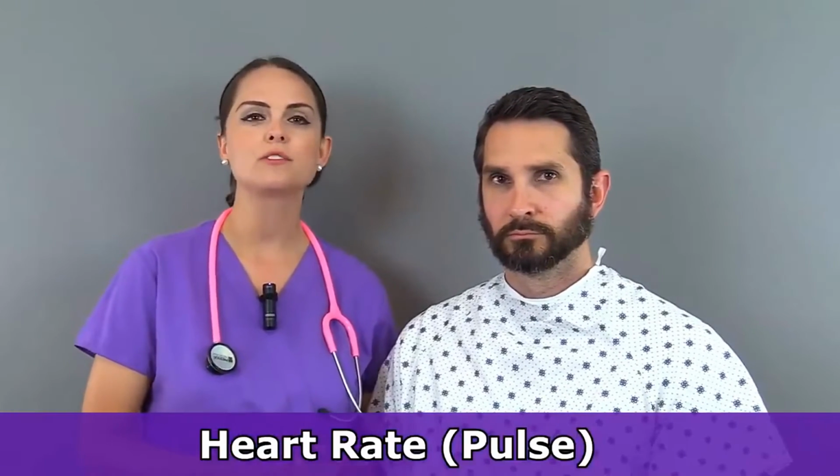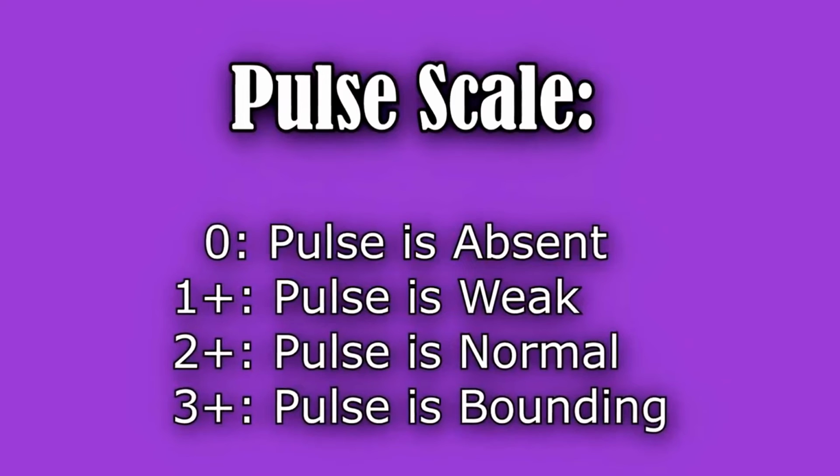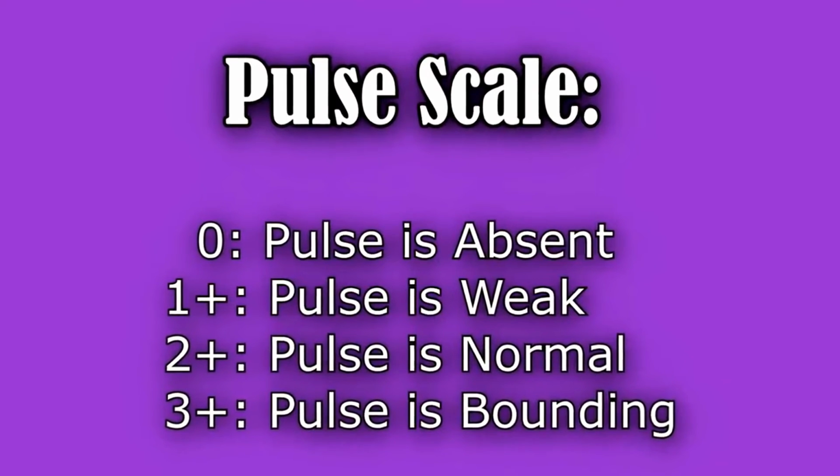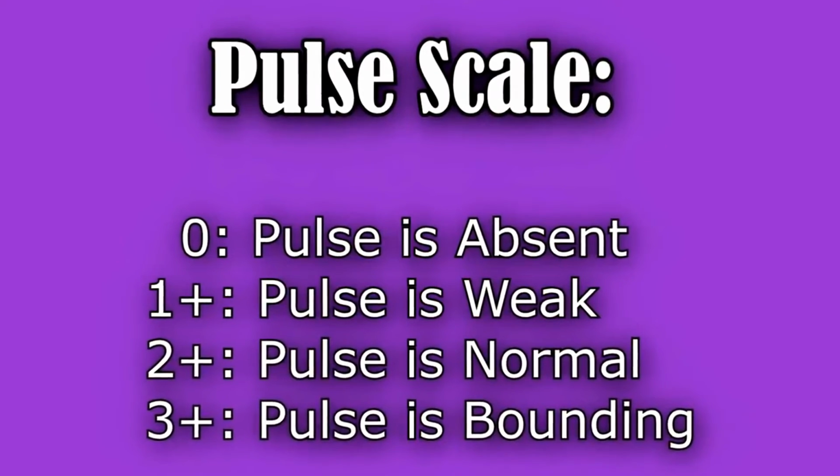And as we feel the pulse, we're going to be looking at several things. Of course, we're going to be counting the rate, but we're also going to be feeling the strength of the pulse. We will be grading it on a 0 to 3 plus scale, with 0 being the pulse is absent, 1 plus weak, 2 plus normal, and 3 plus bounding. And the rhythm: is the pulse regular or is it irregular?